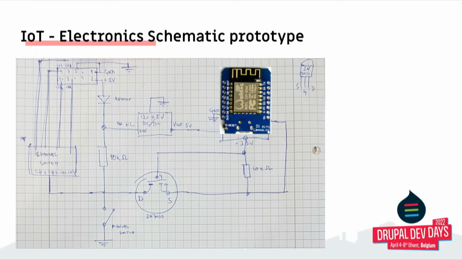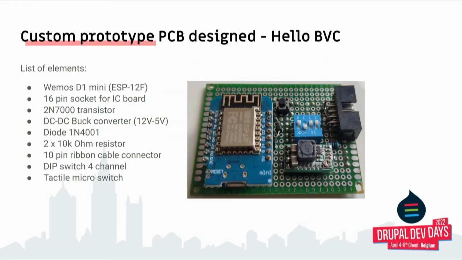We needed to know where to read the channels. We needed to put some transistors to make some switching logic, and then power it down from 12 volts to 5 volts. This is why we use a buck converter in the middle, a couple of resistors, but pretty much it's not really that complicated. And this is what I came up with. I have it with me. This is the IoT device, the prototype, which works.